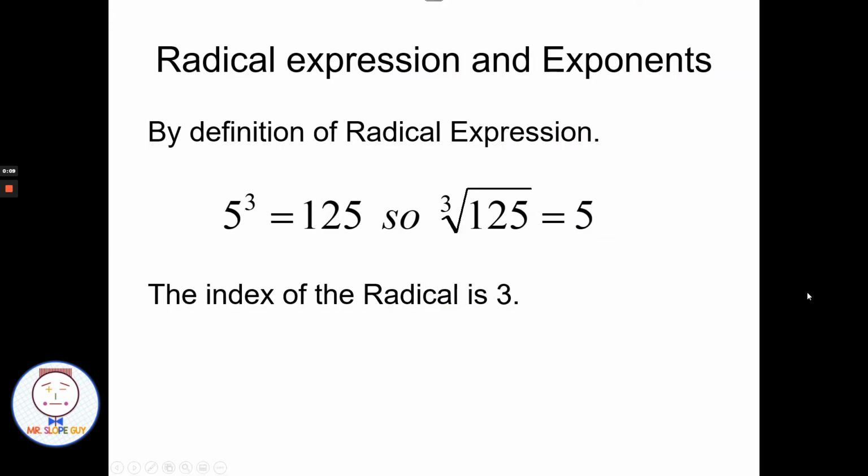Radicals and rational exponents. We've talked a little bit about exponents, 5 to the third being 125, or the cube root of 125 being 5. This 3 on the outside is the index, or the root.